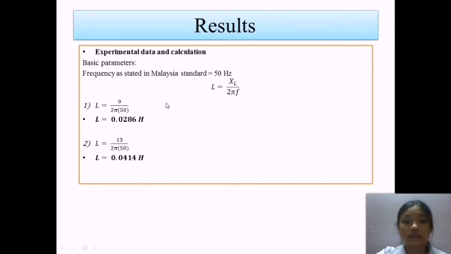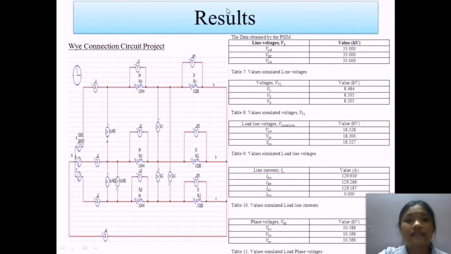This is the inductor part. So the 9 and 30 I already mentioned before. And this is the result that I get from the simulation. In this software, PSIM, these are the circuits, Y connections, circuit project. I drew the Y to Y connection in the software PSIM. So this is the data of the parameters I want to find using the simulations.